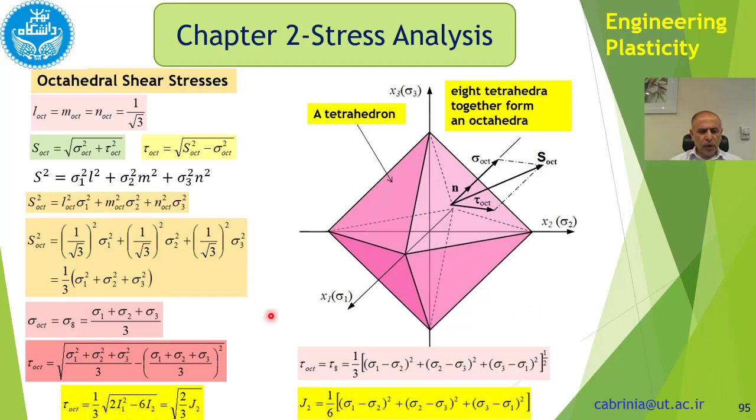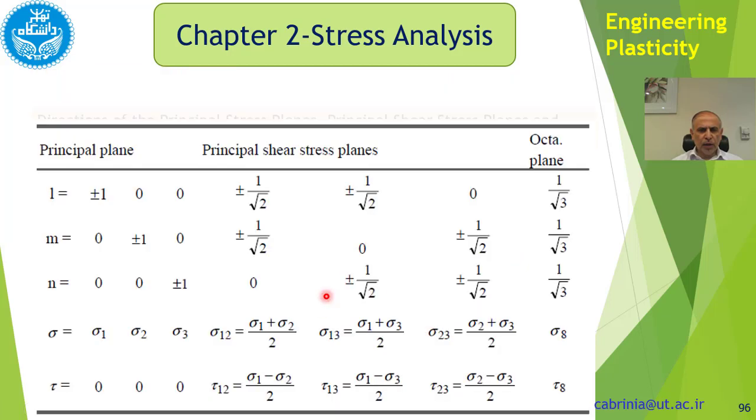And this octahedral shear stress, this relationship is like that, and it's equal to that. So that's in terms of invariants, and that's it in terms of reduced stresses or deviatoric stresses. Okay, so J2 is equal to that, and you see this is a third of this to the square root, but J2 is equal to that. So you can relate J2 to tau octahedral. This is very important in yield criteria.